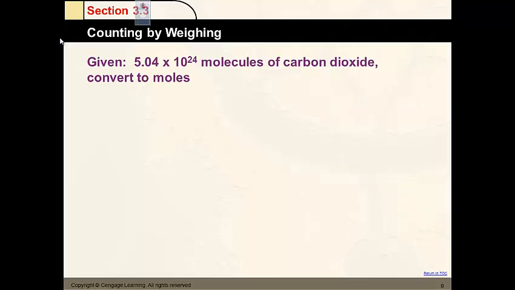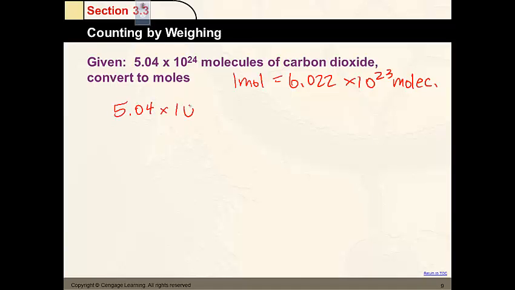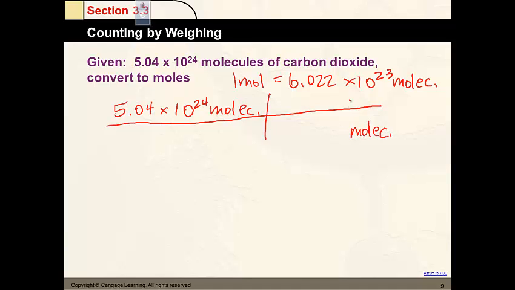All right, so here we have an example where we're given a certain number of molecules. We want to convert it into moles. And we know that 1 mole is equal to Avogadro's number. So here's our given, 5.04 times 10 to the 24 molecules. We want to convert this to moles. So I'm going to put molecules in the bottom and moles in the top. And so it's 1 mole is equal to this number, Avogadro's number.